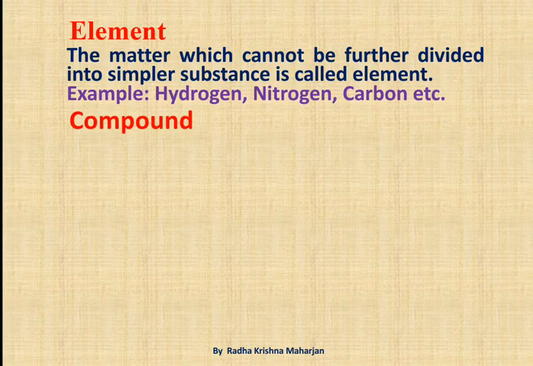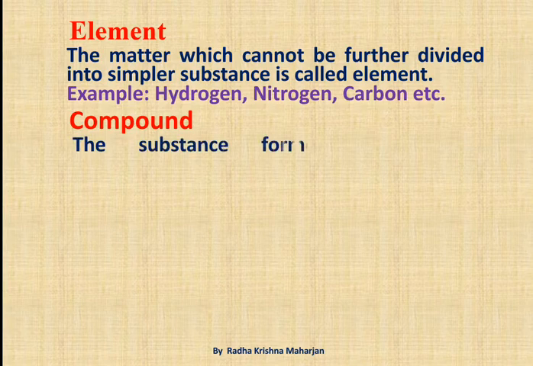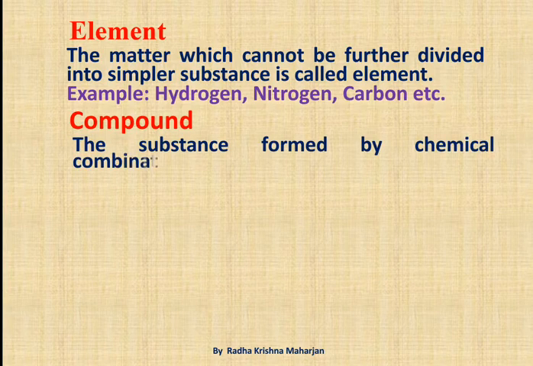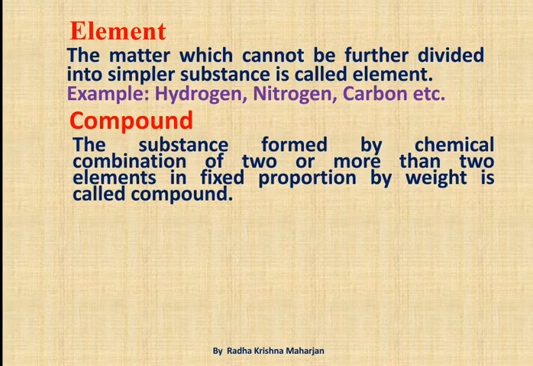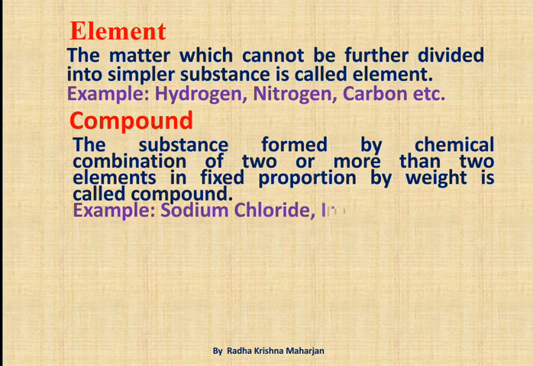Compound: the substance formed by chemical combination of two or more than two elements in fixed proportion by weight is called compound. Example: sodium chloride, iron oxide, etc.